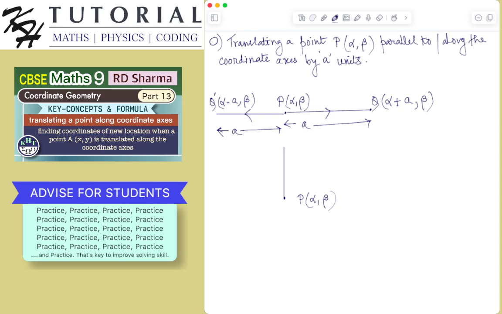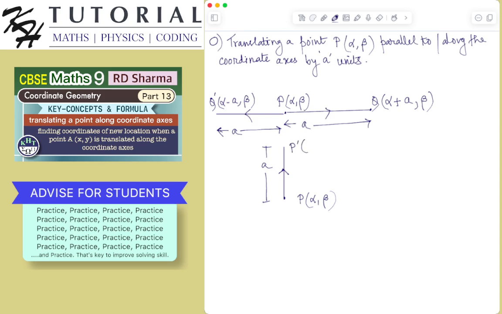let's say I have translated the point P above. Above means along the positive direction of the y-axis by a distance a. So this distance is a units. Let's say the point of the new location is denoted by the point P dash. What will be the coordinates of the point P dash?